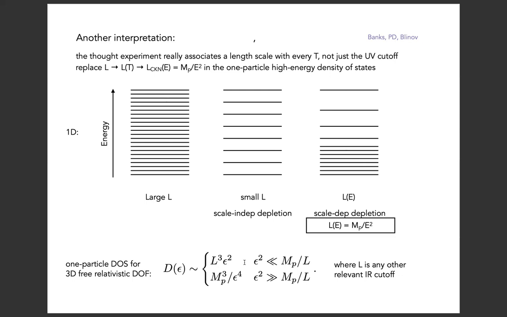So for low energies below the CKN cutoff for a given box size, if we take some fixed box size to be any other relevant IR cutoff, we'd look at low energies, and we'll just use the ordinary density of states, L cubed E squared for free relativistic degrees of freedom. And above that cutoff, now we'll replace the L dependence, the L cubed here, by L of E cubed. So that gives us this rapidly falling depleted density of states.